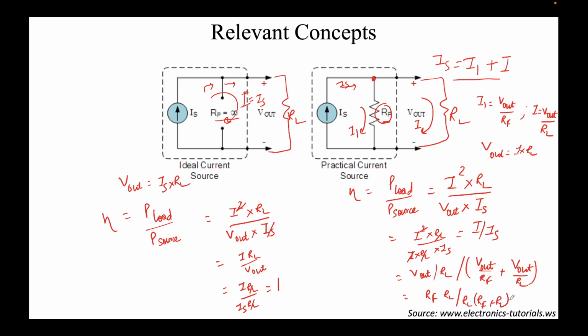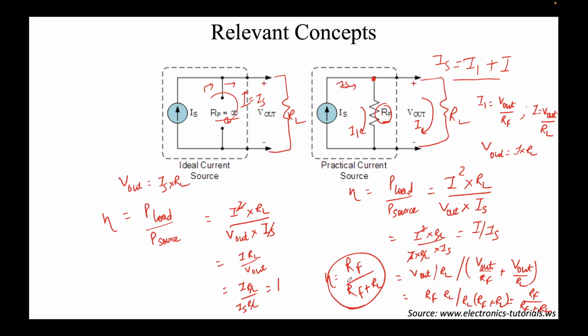So RL and RL get cancelled and we'll get an expression RF over RF plus RL. I'm just writing it here so that it's better visible. This is the expression that we have gotten. Again, note that since RF is a positive, non-zero quantity, this value will always be less than unity, which makes sense, correct? Now we have gathered the information as to what are the power transfer efficiencies of a practical current source and a practical voltage source.